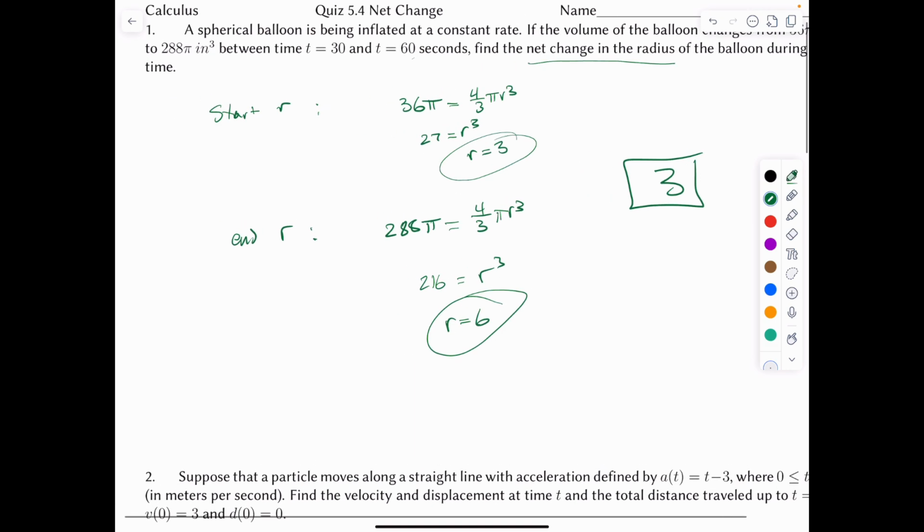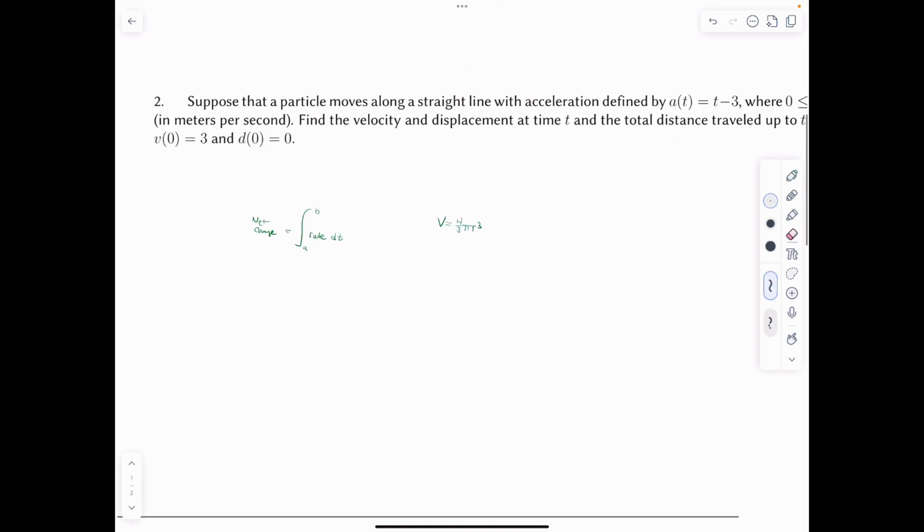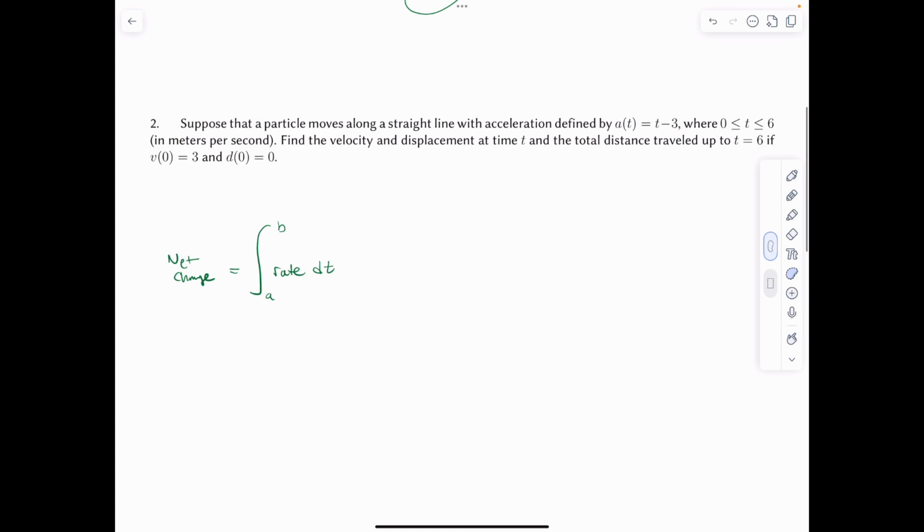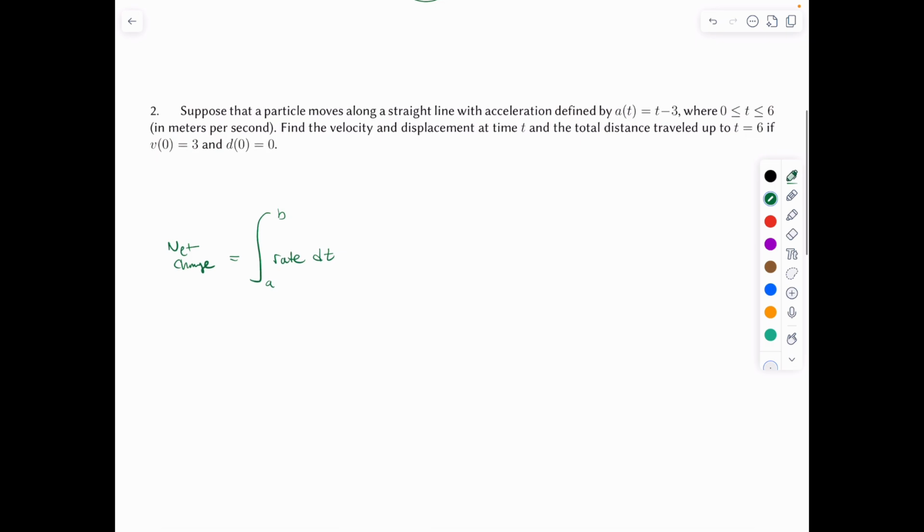That one was boring. We didn't get to use calculus. Let's use calculus. Hopefully this one does. Otherwise, I'm going to have to go hunt up some more of these and then make a new video. Okay, a particle moves in a straight line with acceleration. Okay. Velocity and displacement. Okay, so at time t and the total distance traveled. This one's going to be a pain.